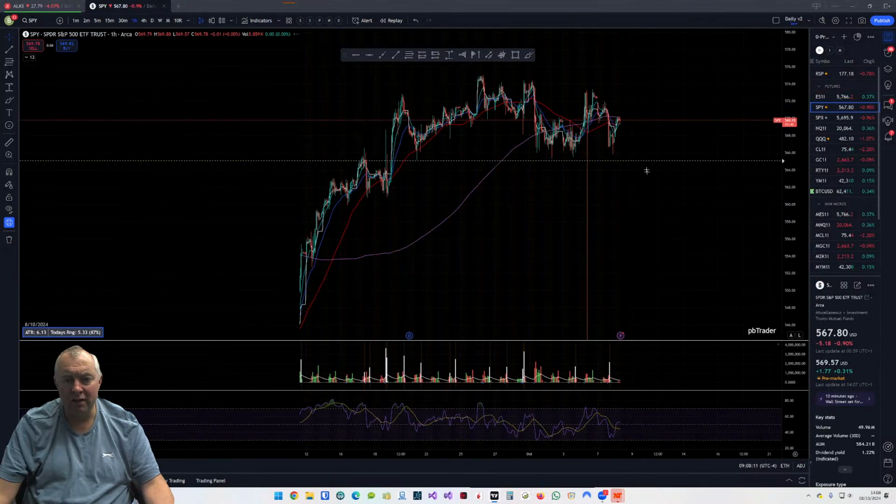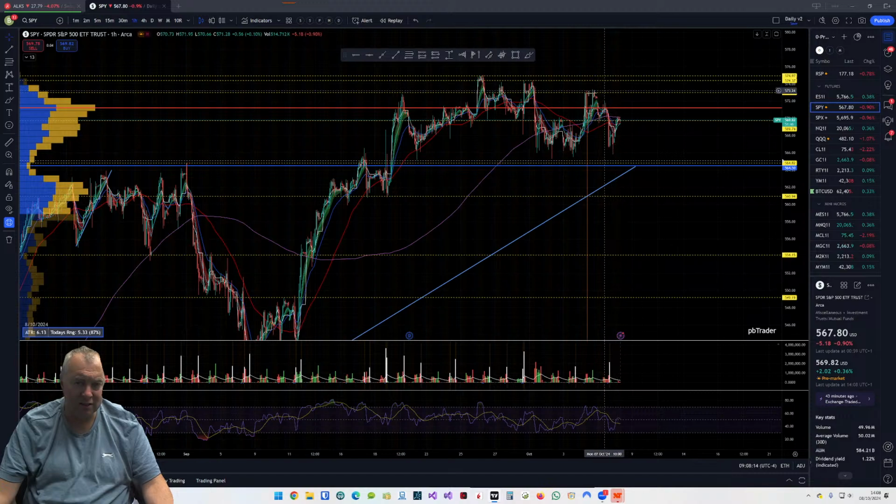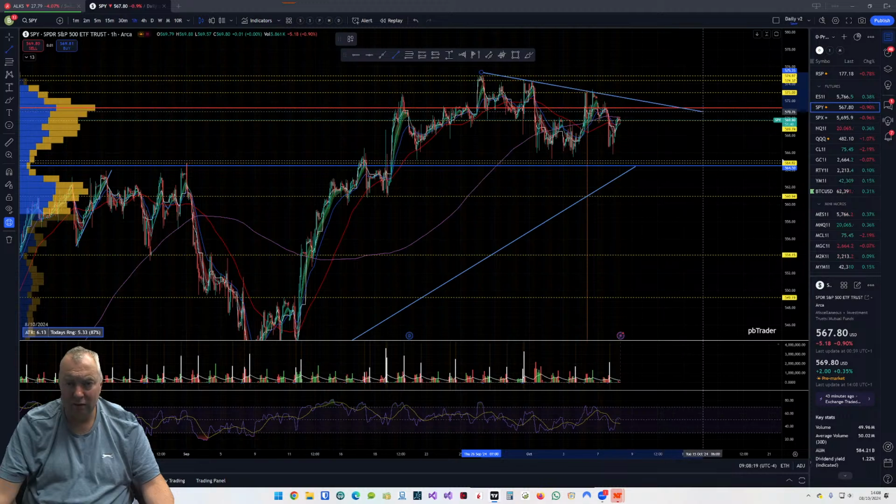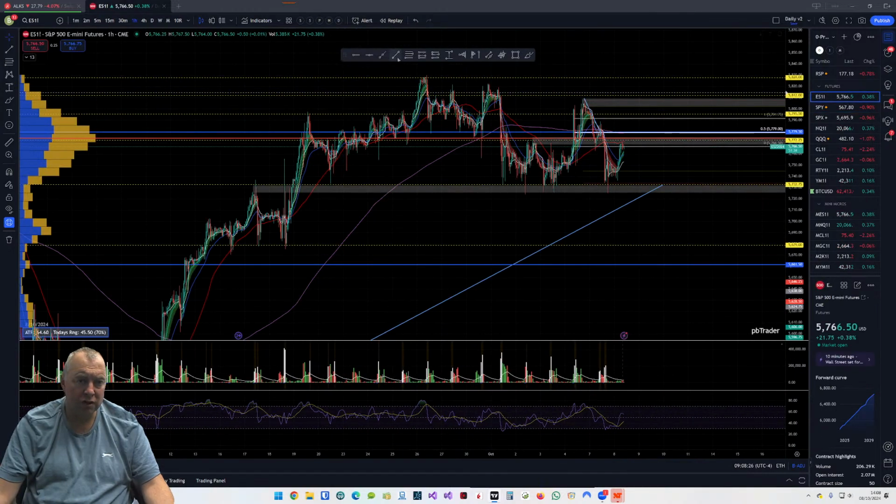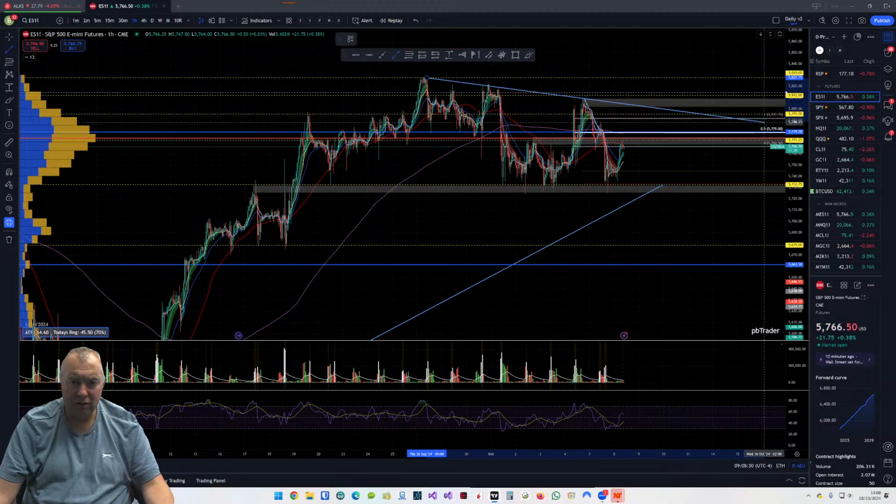SPX, I went SPY next. We'll go to the SPX levels next. Exactly the same. You can probably draw a trend line in here. Didn't notice that trend line on the ES. Let's draw the same one in. So there's our trend line.